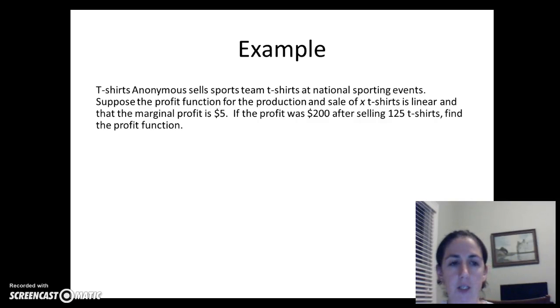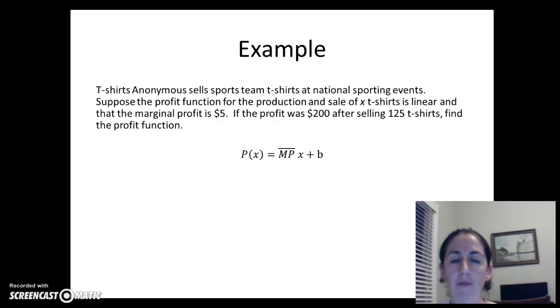So let's look at this situation. T-Shirts Anonymous sells sports t-shirts at national sporting events. Suppose the profit function for the sale of x t-shirts is linear, which means it's y equals mx plus b, and that the marginal profit is $5. If the profit was $200 from selling 125 t-shirts, find the profit function.